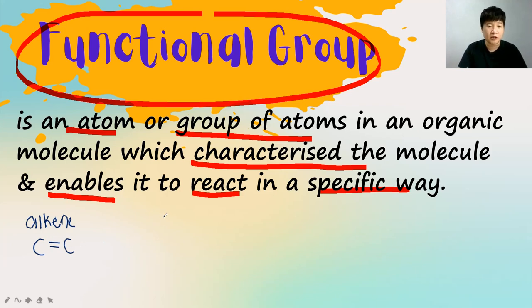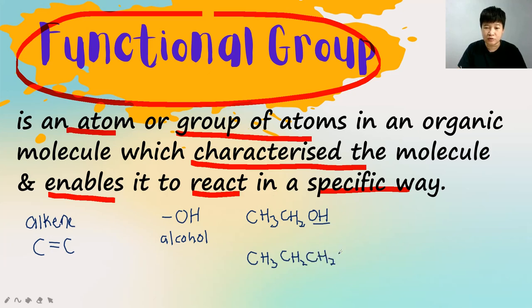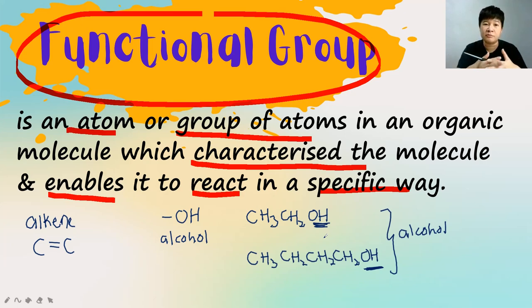Another example that you might always come across is OH. OH is the functional group of what? It's the functional group of alcohol, alright? So when I say I have ethanol, it's CH3CH2OH. So the OH will characterize the alcohol. If I have butanol, I have CH3CH2CH2CH2OH. So both of these are also alcohols. Why? Due to the presence of OH in your molecule. The OH is actually the hydroxyl functional group, and it will characterize the alcohol molecule.